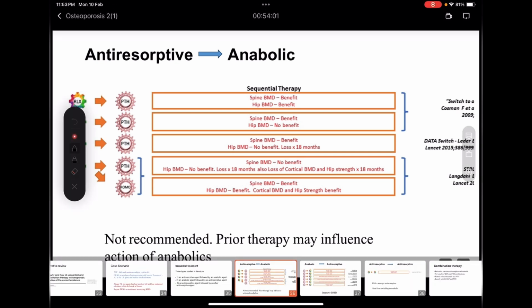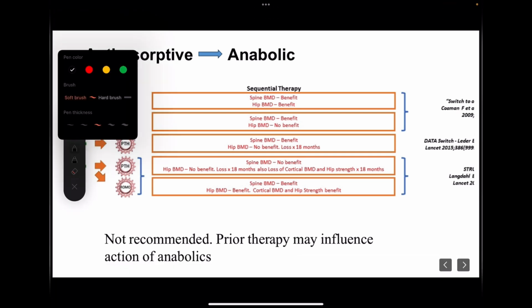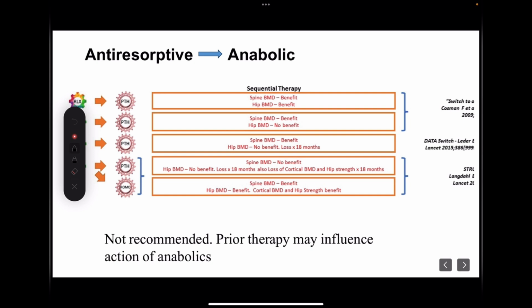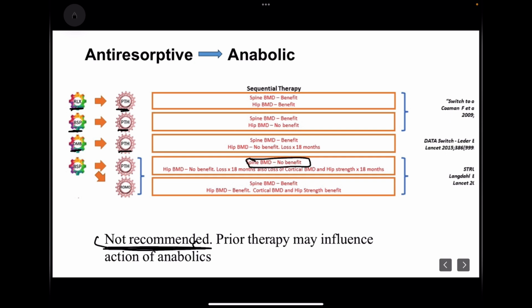So this slide shows that whenever a patient is on an anti-resorptive agent and we change it to anabolic agents, supposing the patient is on raloxifene and we change it to teriparatide, the patient is on a bisphosphonate, we change it to teriparatide, the patient is on denosumab and we change it to teriparatide. Is it rational? This study says that it is not rational, it is not recommended, because if we do so, there is no benefit and sometimes even there is loss of BMD.